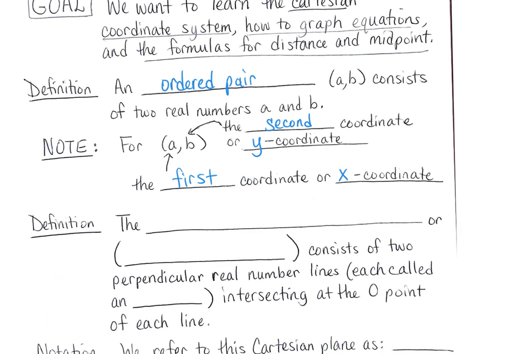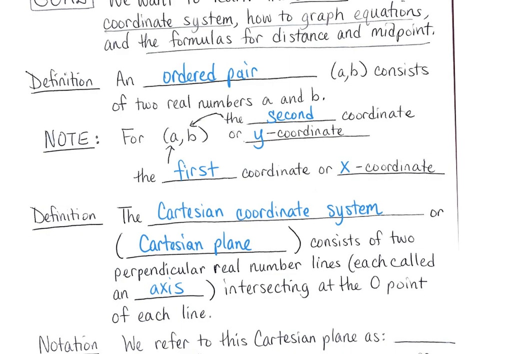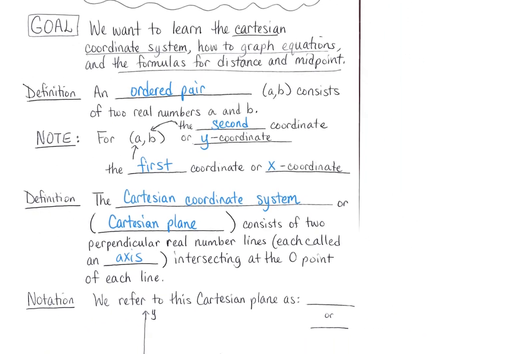Definition. The Cartesian coordinate system, or the Cartesian plane is what most called it, consists of two perpendicular real number lines, each called an axis, intersecting at the 0 point of each line. Do you remember what that intersection point is called? The origin. Very good. It's called the origin.